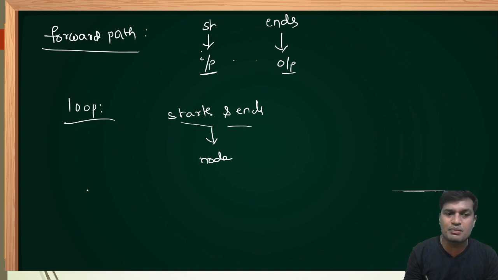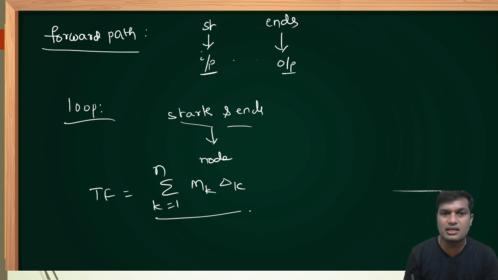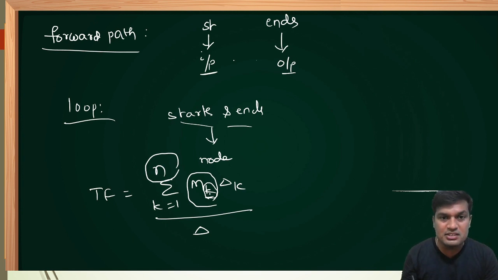And what is Mason's gain formula? Mason's gain formula is the summation, k equal to 1 to n, of M_k Del_k upon Del, where n is the number of forward paths and M_k is the path gain of the kth forward path. Suppose in place of k, 1 is present, that is M1, the path gain of the first forward path. In place of k there is a 2, it is called M2, the path gain of the second forward path. In place of k 3 is present, that is M3, the path gain of the third forward path. If k is 4, it is M4, the path gain of the fourth forward path.